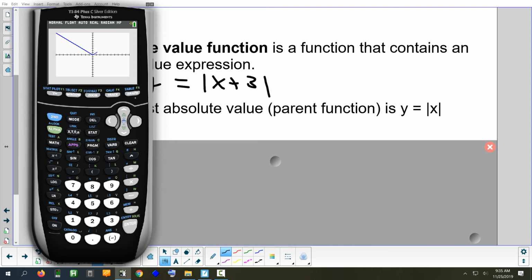And that's what it looks like. It hasn't been moved up, hasn't been moved down, hasn't been made wider, hasn't been made narrower. It's just the basic V shape without anything done to it at all.